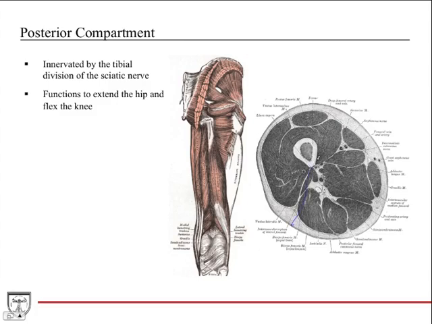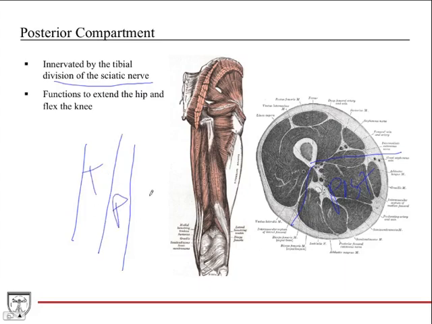So again, we'll show this here. This would be your posterior compartment here. And it's innervated by the tibial division of the sciatic nerve. So the sciatic nerve is a huge nerve, and you'll see that in the cadaver lab. And it has 2 divisions. It has a tibial division and then a peroneal division, or a fibular division, depending on who you talk to.